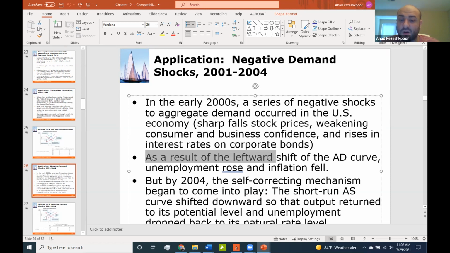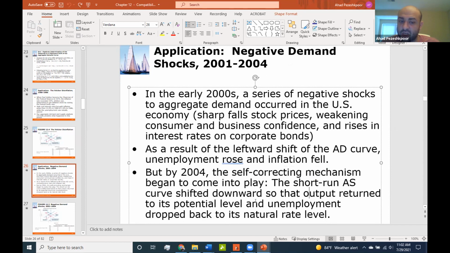As a result of the leftward shift of the aggregate demand curve, unemployment rose and inflation fell. By 2004, the self-correcting mechanism began to come into play. The short-run aggregate supply curve shifted downward so that output returned to its potential level, and unemployment dropped back to its natural rate.